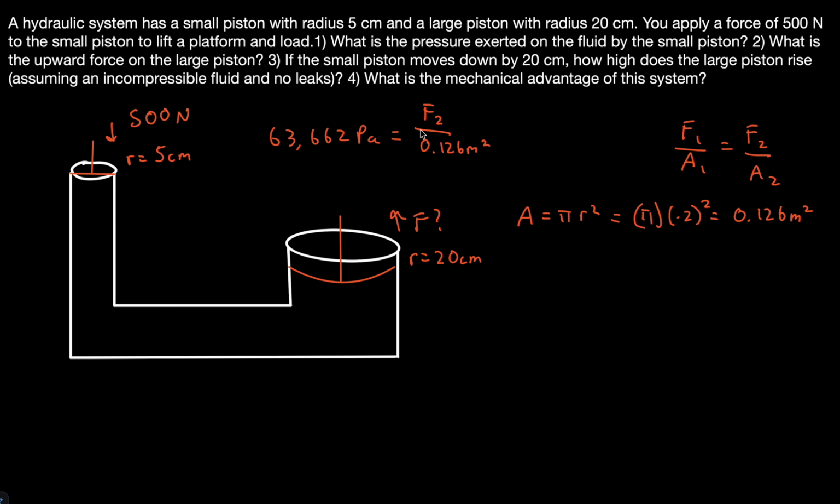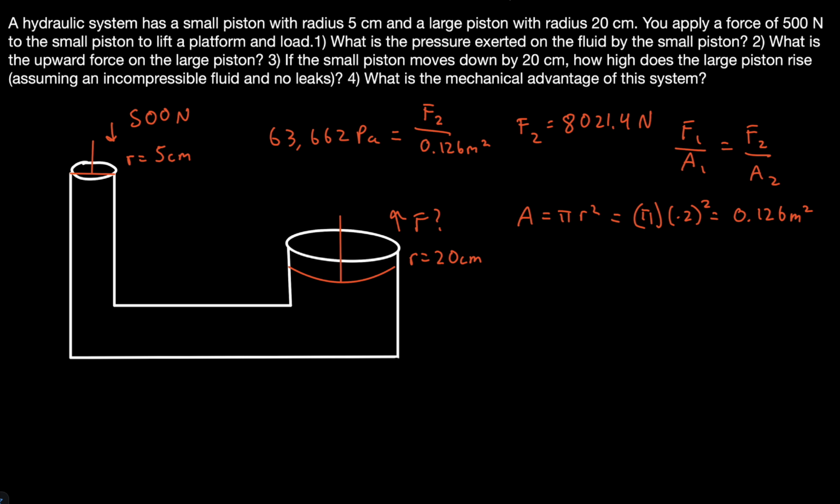So all we have to do is just multiply 63,662 pascals times 0.126 meters squared, and our force for this large piston, that upward force, is going to end up being 8,021.4 newtons. So this is our force over here. So now let's move to question 3.